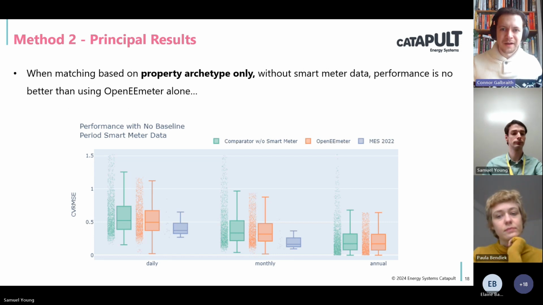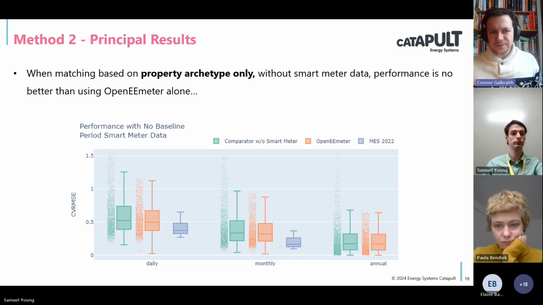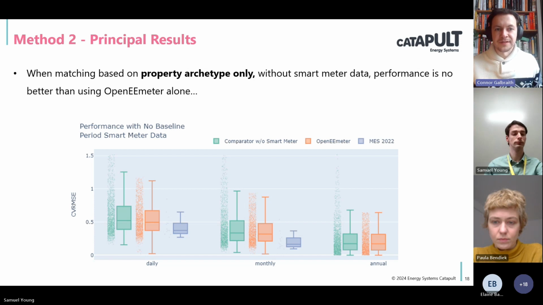we're going to start by highlighting the importance of how high quality the matching is between the candidate property and the group of comparators that you select to operate on. Now, just looking at matching properties based on whether they're detached or semi-detached, roughly how old they are, maybe their EPC rating, we find that the comparator approach without smart meter, which is the green boxes here, actually performs worse than if you just used OpenEEMeter on its own.